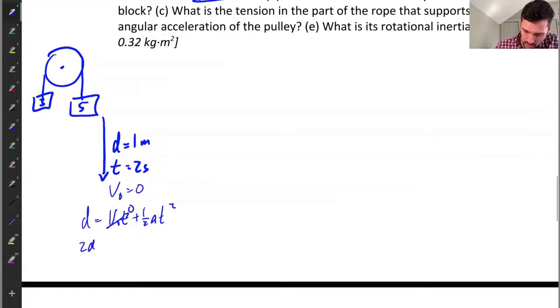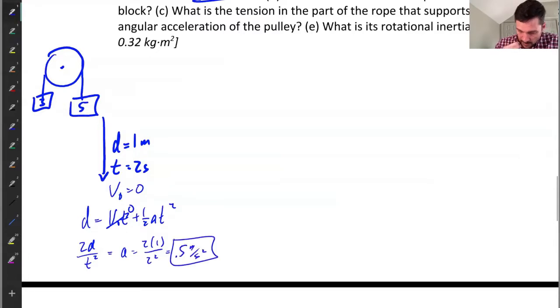So 2d over t squared is the acceleration, which is 2 times 1 meter divided by 2 seconds squared. So that's 2 over 4, that's 1/2 or 0.5 meters per second squared. And so the acceleration of the 5 kilogram object and the acceleration of the 3 kilogram object in magnitude is 0.5 meters per second squared. All right, kinematics. A moving object, distance, time, find the acceleration.